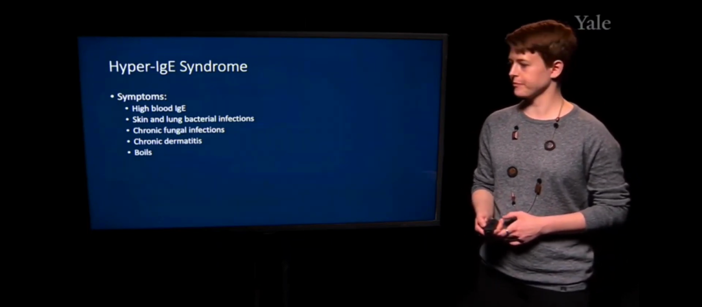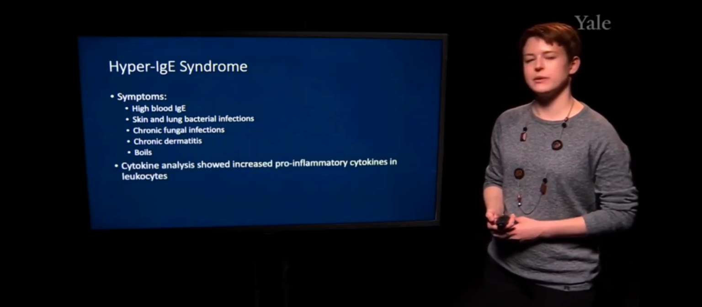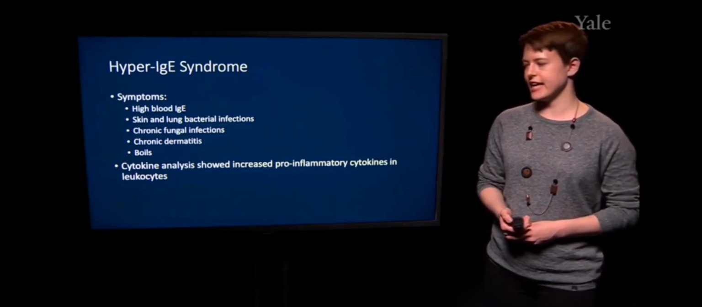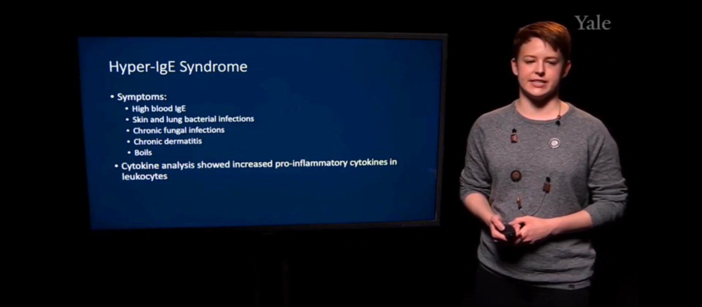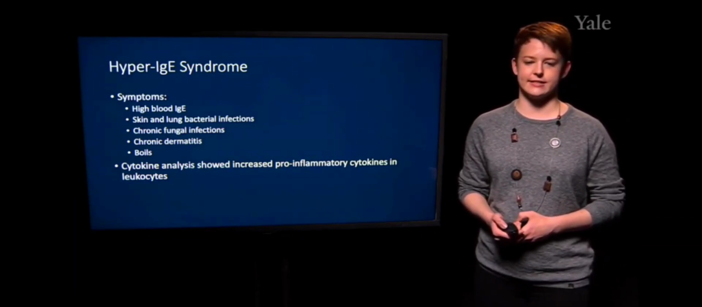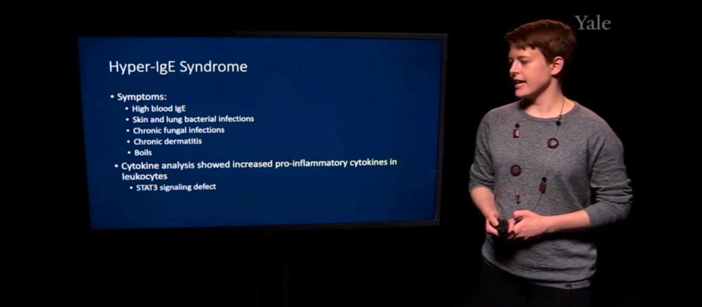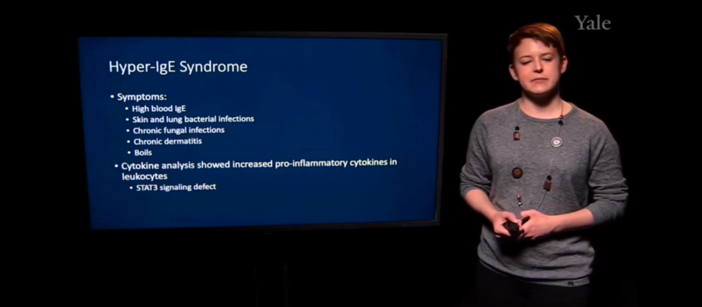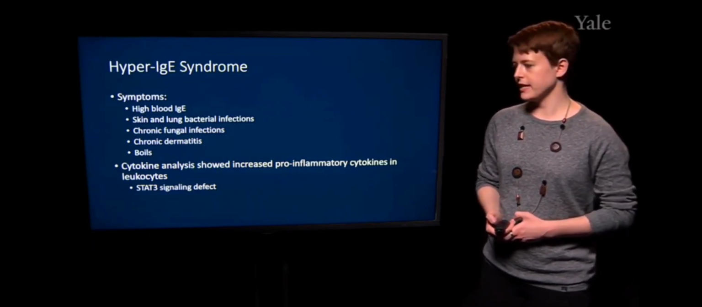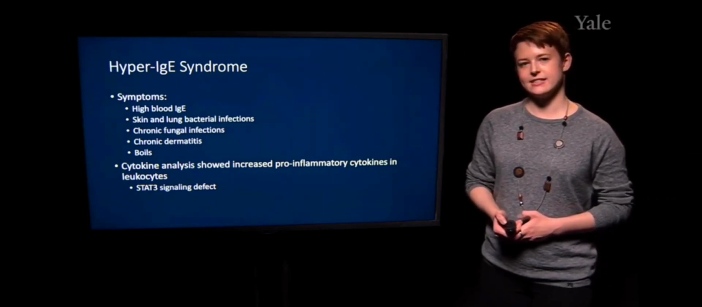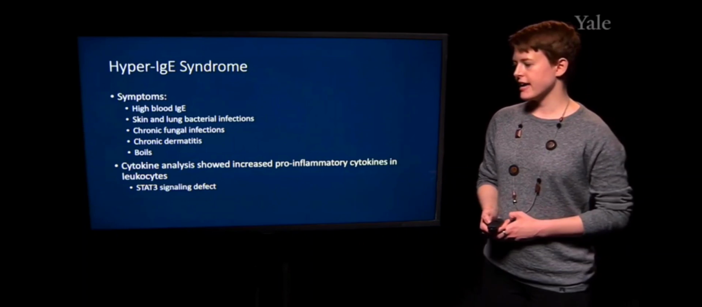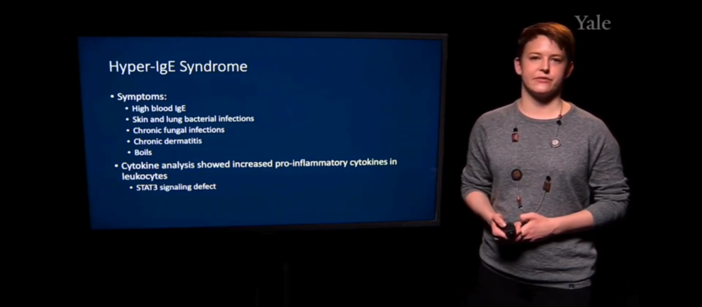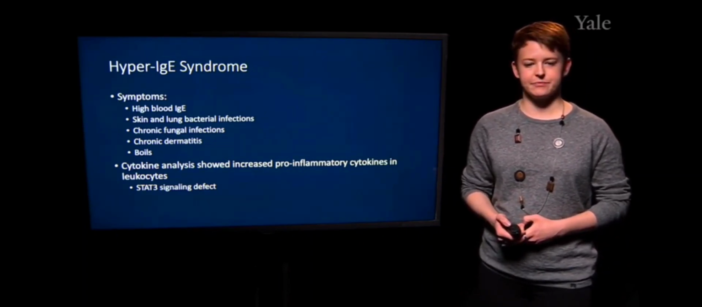Okay, so when we do blood analysis of cytokines, we see that there's an increase in pro-inflammatory cytokines expressed in leukocytes. And if we think about why this might be, we can do some genetic analysis and see that there's actually a Th1 defect. And Th1 is important for cytokine signaling, which we'll talk about a little later.